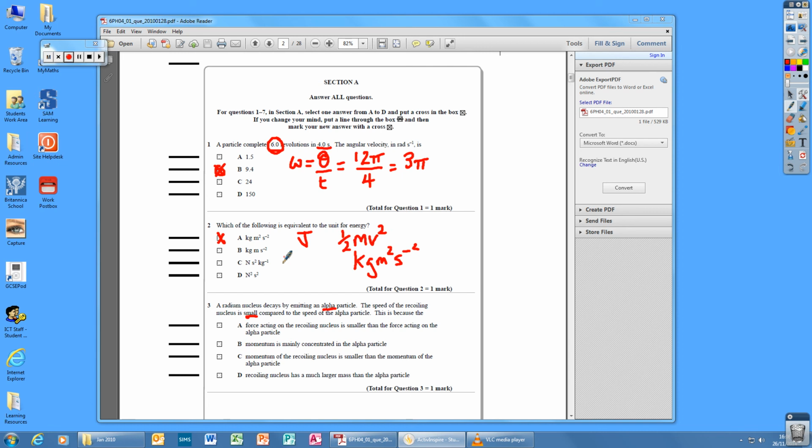So if they've got the same momentum, the only thing that can be correct is D, because they've both got the same momentum, but because the nucleus has a much larger mass than the alpha particle, it's going to end up with a smaller velocity because P equals mv. There you go, that should be those first 3 answered.